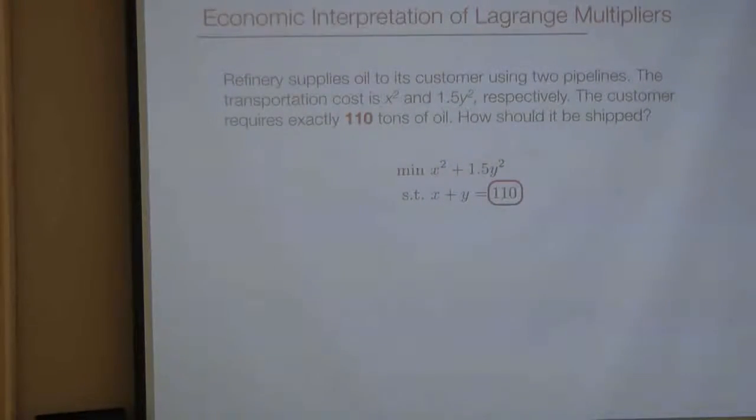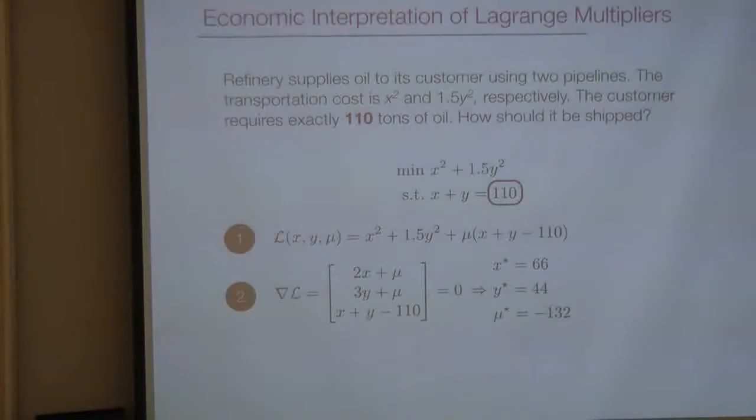Now, if we want to know the exact answer, we need to solve the problem again. Right? So we again have to take the Lagrangian, which is a little bit different because the right-hand side is different. The gradient, therefore, will be different as well. Therefore, also the optimal solution will be different. Okay? And the cost is 7,260.